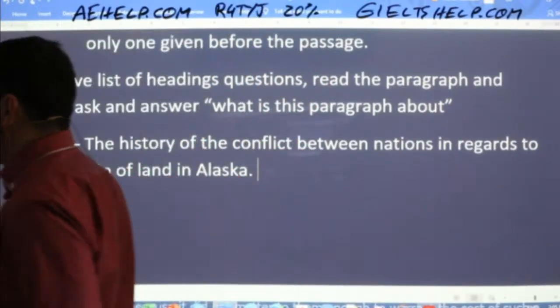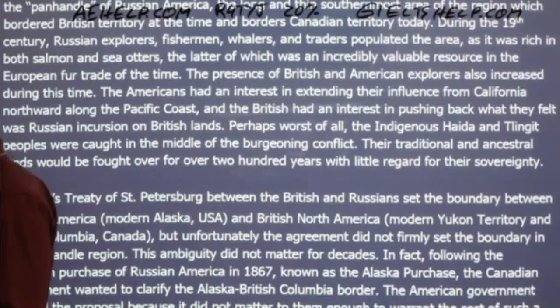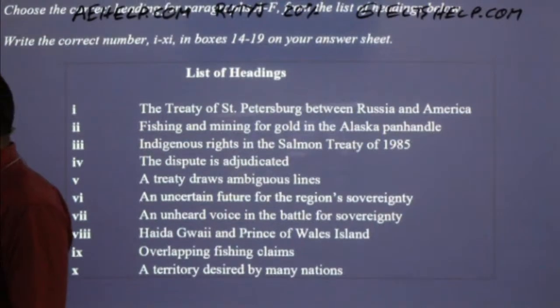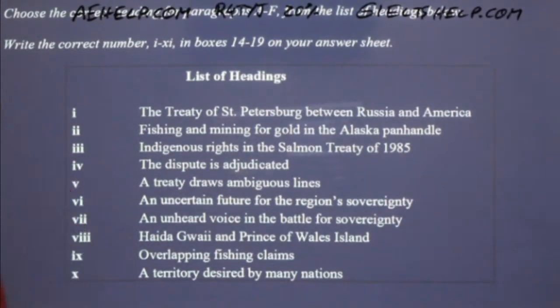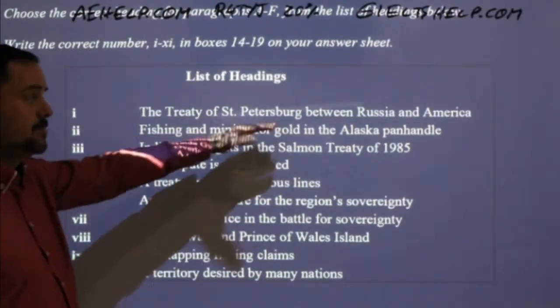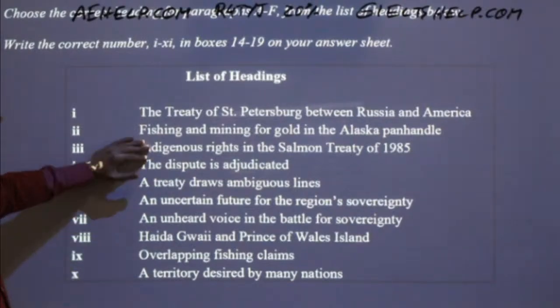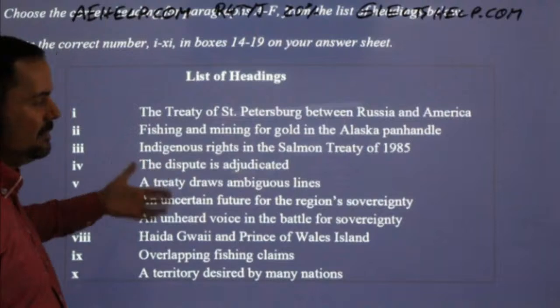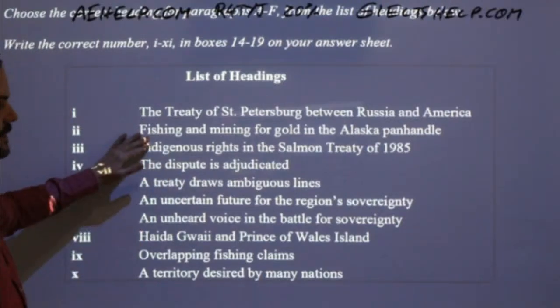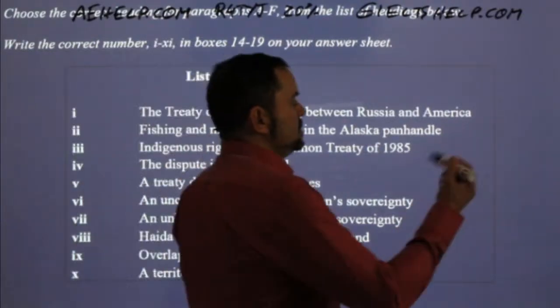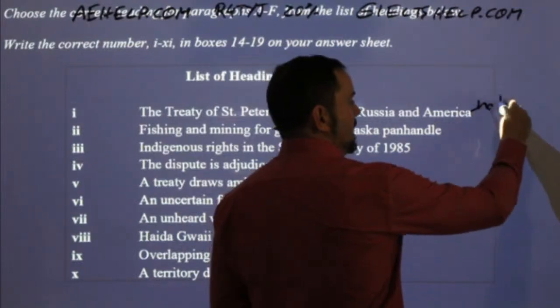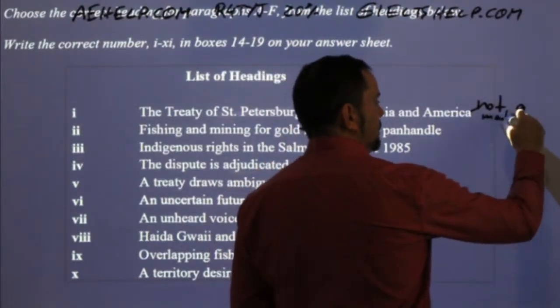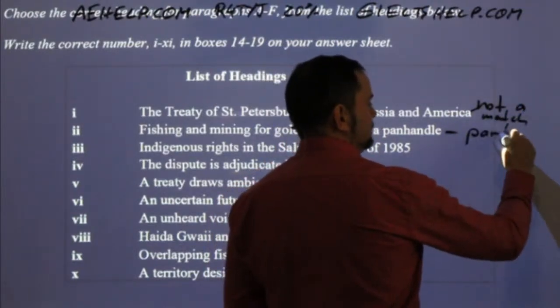And now what we want to do is we want to figure out which one of these is the closest match to what we're saying, okay? So the Treaty of St. Petersburg, I didn't see or read that mentioned or visualize it. Fishing and mining for gold in the Alaska Panhandle, that was a part of it, but I definitely think this is just a part. So this is the way my logic's working, not a match. Partial match.